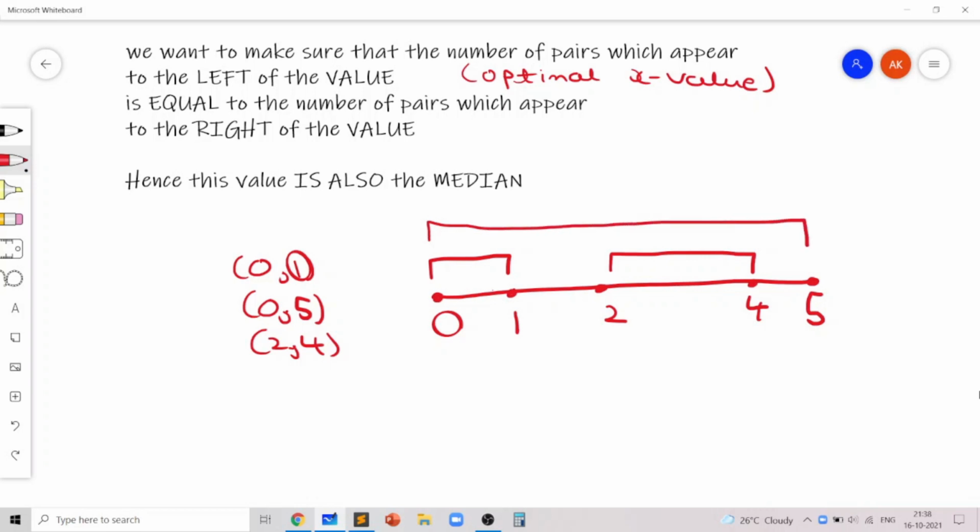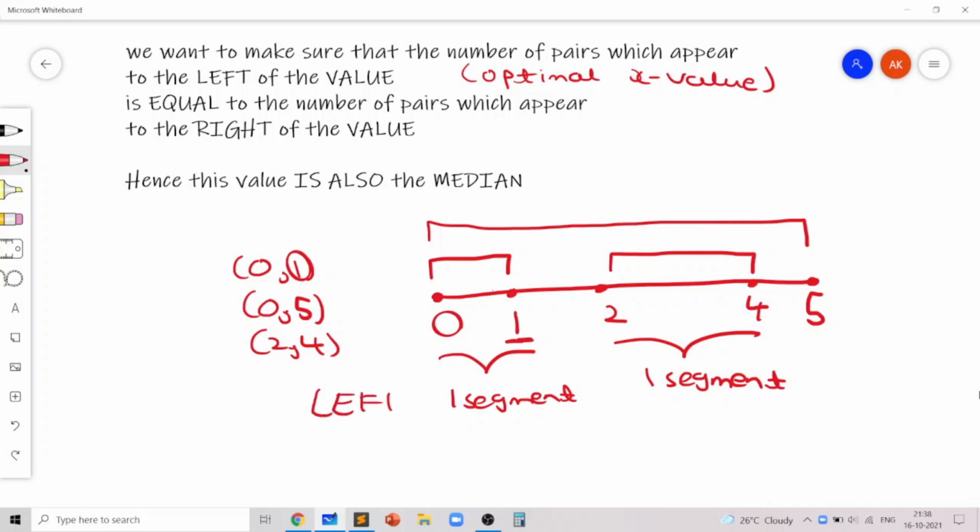So let's consider 1. There's one segment which is appearing either to the left or equal to. There is one segment which appears strictly to the right, and there is one segment which does not cover at all. So the number of segments which appear left is 1, and the number of segments which appear right is also 1.